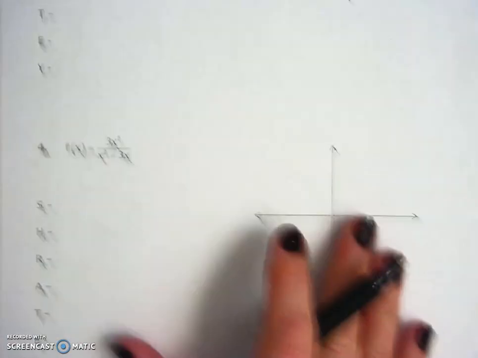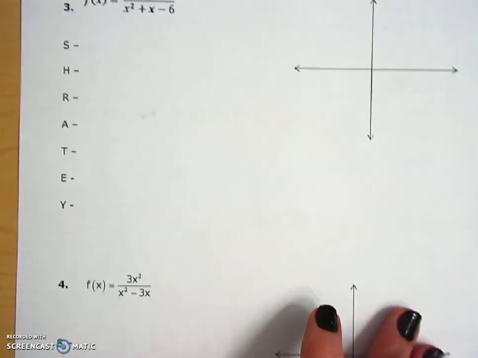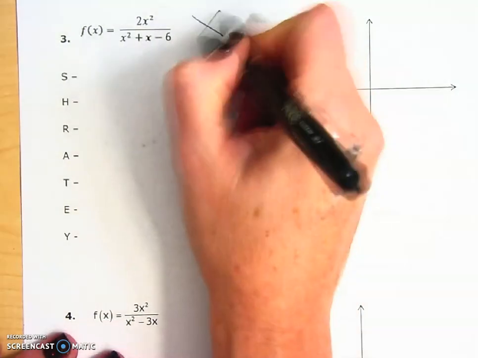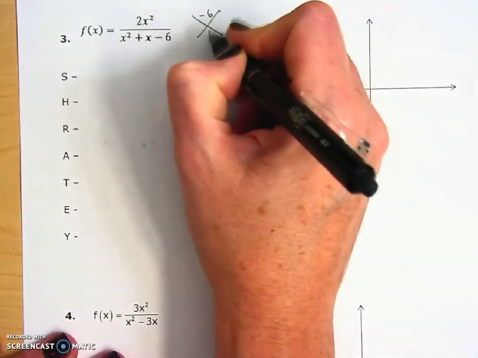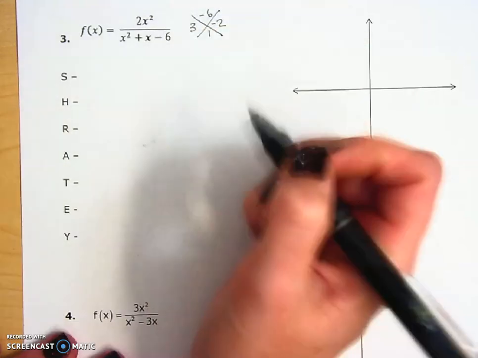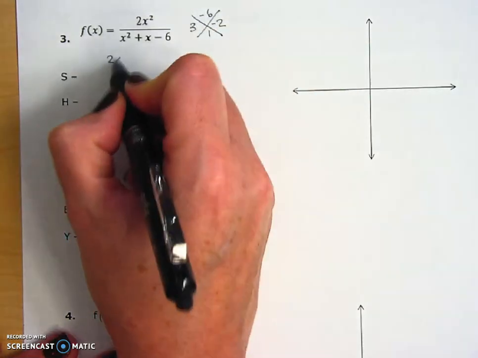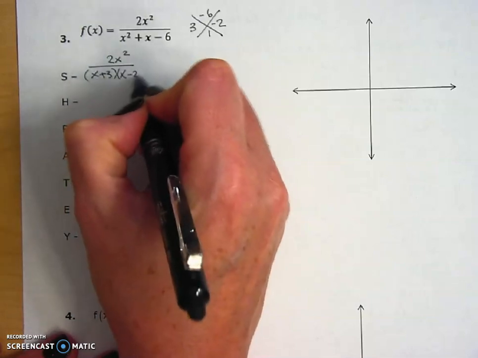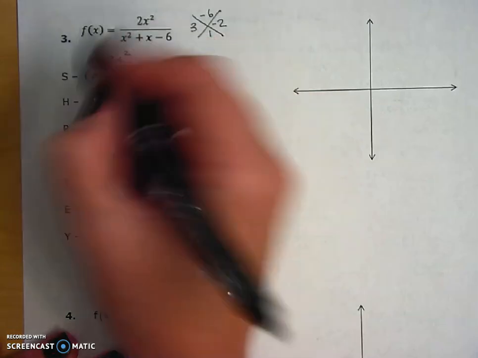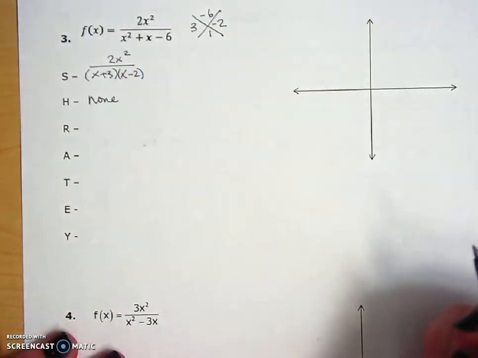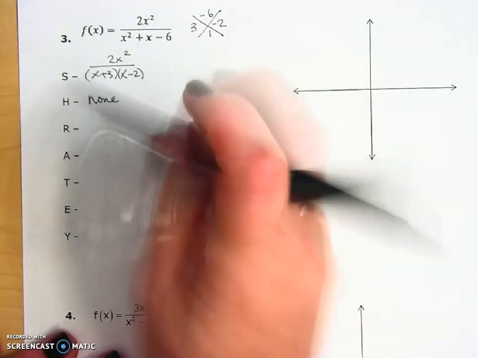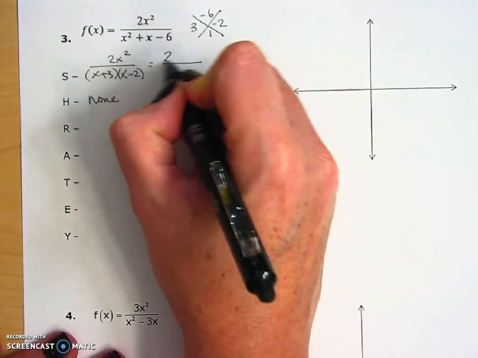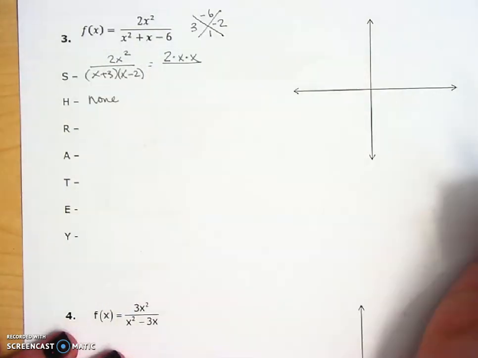All right. Number 3. So factoring the denominator, what multiplies to -6 and adds to 1, that is 3 and -2. So I've got 2x squared over x plus 3 times x minus 2. Nothing here cancels, so I have no holes. The root, you can set the top equal to 0 and solve. Remember, you can also factor the top as this, 2 times x times x.